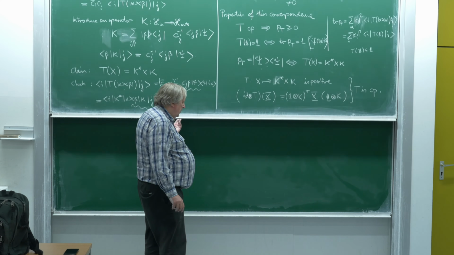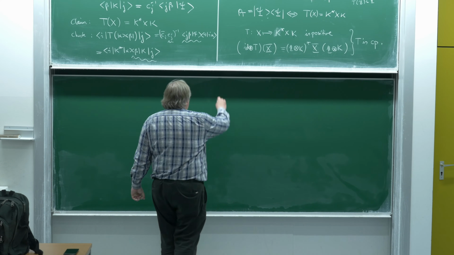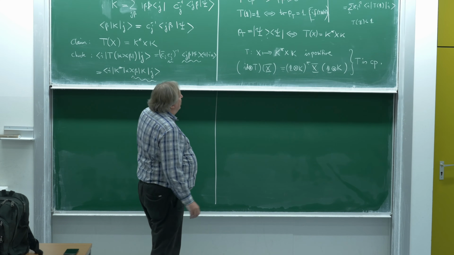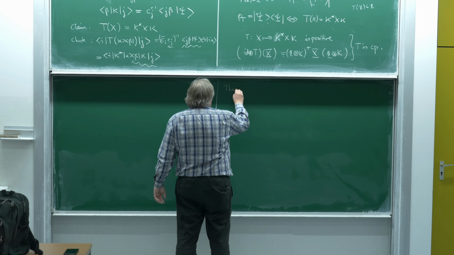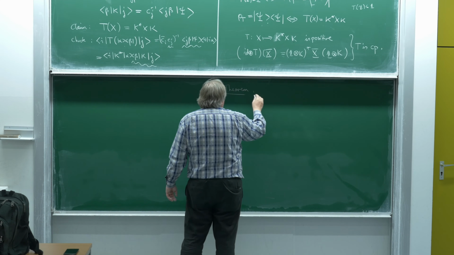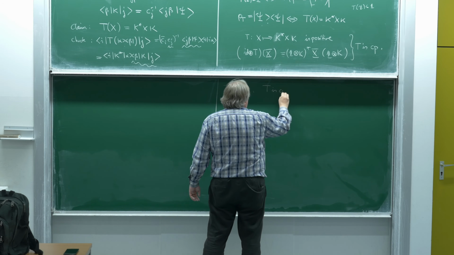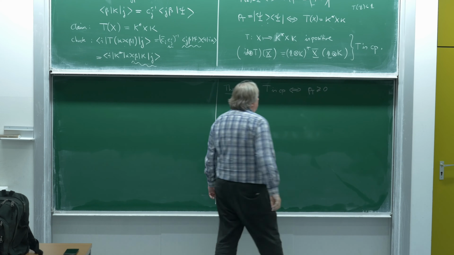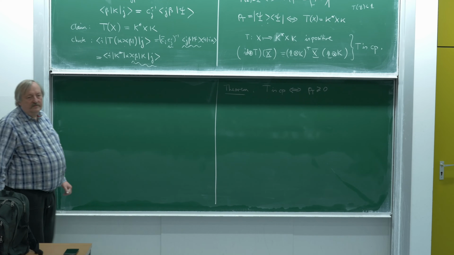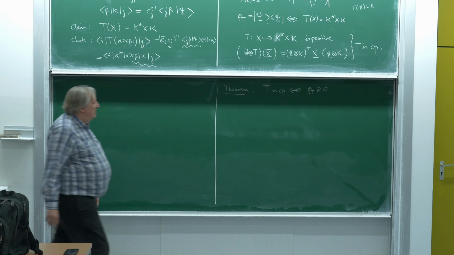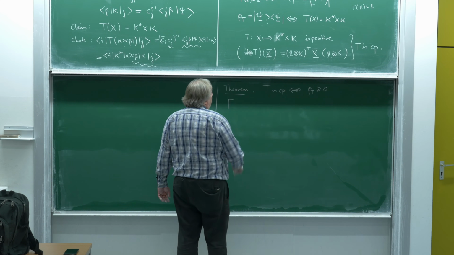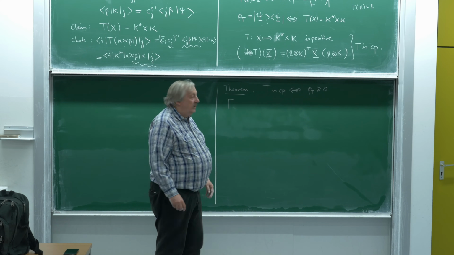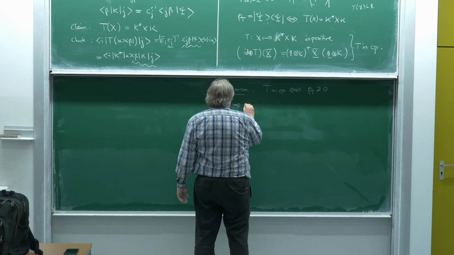So this leads to the main theorem. This is so important that I actually call it a theorem. T is completely positive if and only if rho T is positive. How do we see this? We did one part already, that was kind of obvious, just looking at the picture. See above.